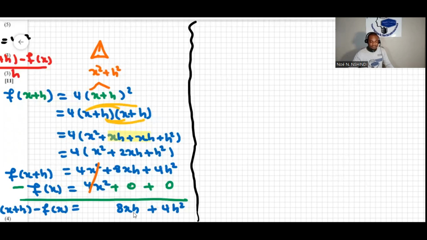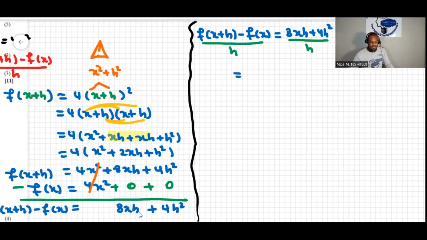We already have f of x plus h minus f of x, and this is equal to 8xh plus 4h squared. Now we're going to divide both sides. We divide here by h, and we will divide there also by h. By doing so, this is what you get. How can you do that? We notice that over here there's h and there's h there, so we can take h as a common factor. Actually, not just h, we can take 4h as a common factor.